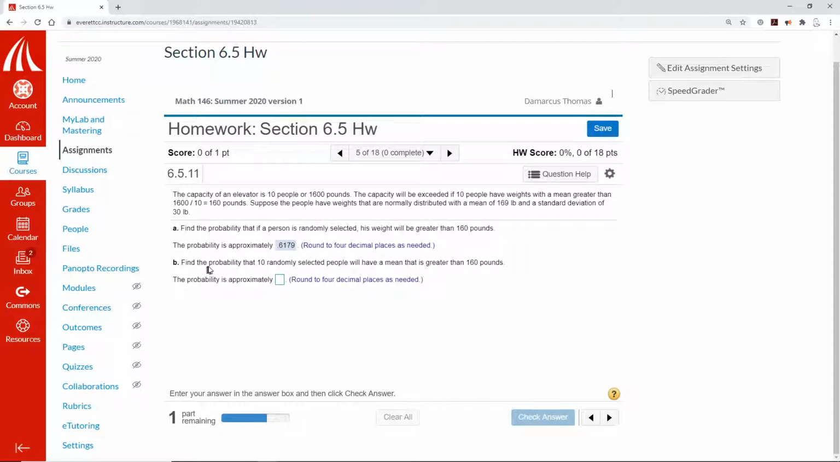B, find the probability that 10 randomly selected people have a mean that is greater than 160 pounds. So this is where, I don't want to get too deep on this.